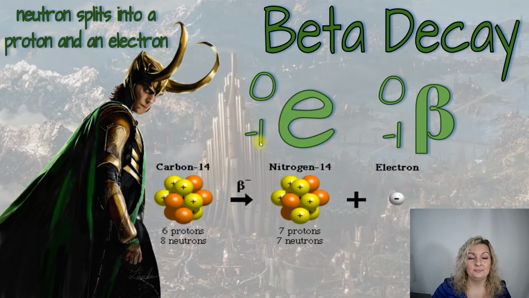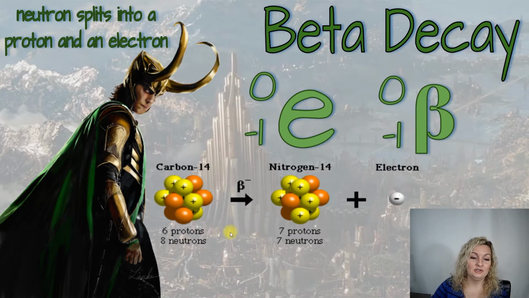Now that subscript on the bottom is representing our atomic number. An electron doesn't have protons, right? It's just an electron. It has a negative 1 charge. So that is what we're going to write at the bottom: -1. And you can use either one of these when you're writing your nuclear decay reactions.